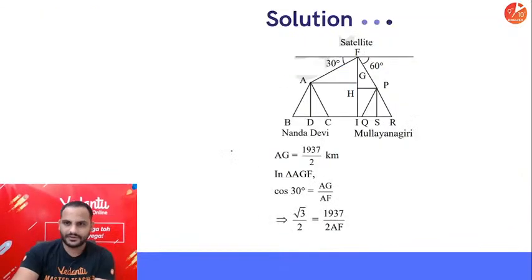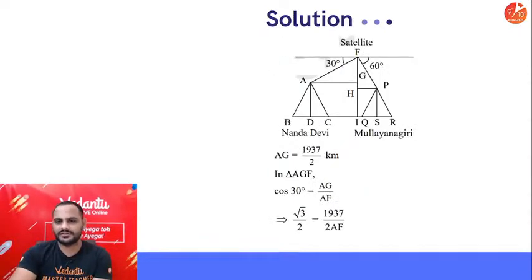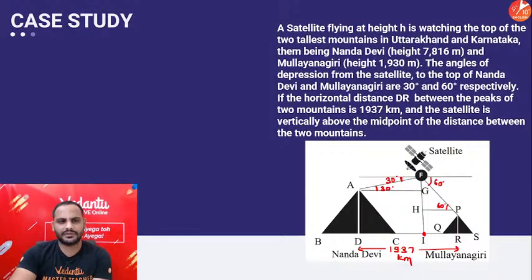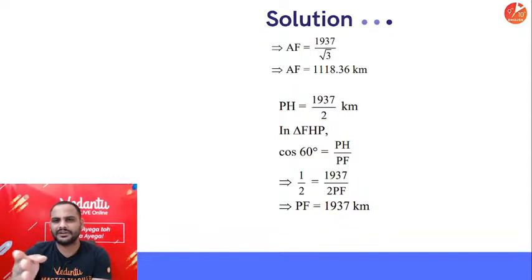ठीक है? हो गया question? Okay, 1937 by 2 and in one case 1937. Cos 30 root 3 by 2, here they have done, right? So 11,118.36 upon root 3 and this is 1937.